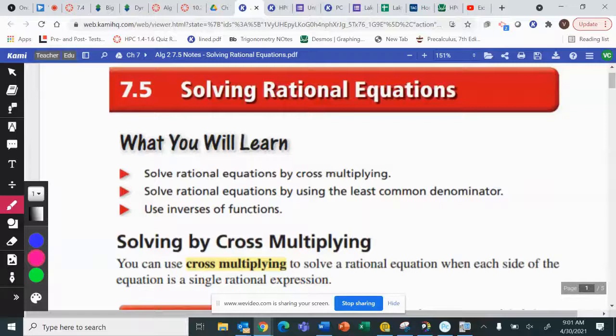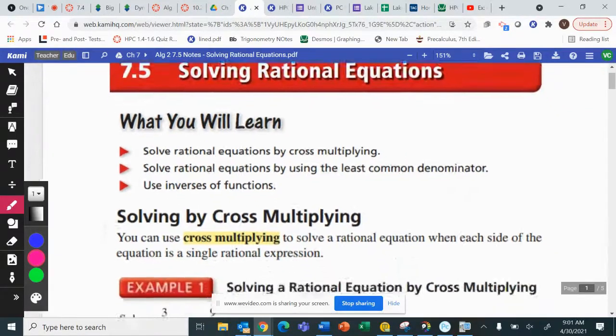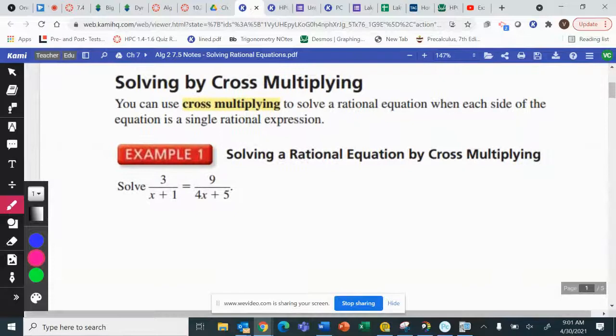So solving rational equations. We have a couple different methods. Our first method is called cross multiplying. Have you heard of cross multiplying before? Excellent. So then that should be easy. But you can only use cross multiplying sometimes.